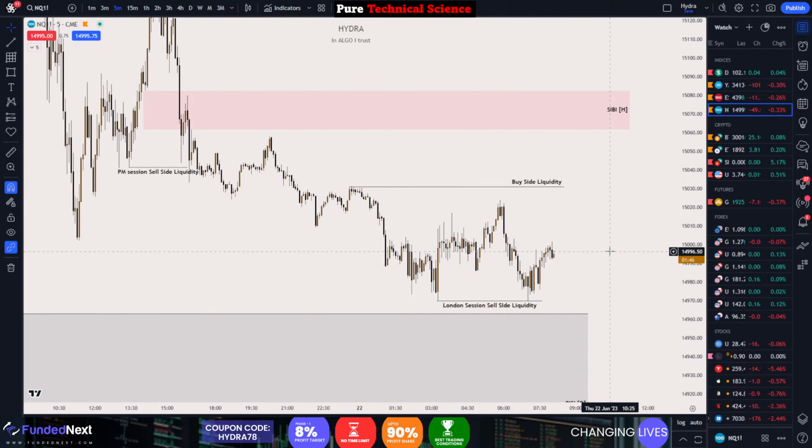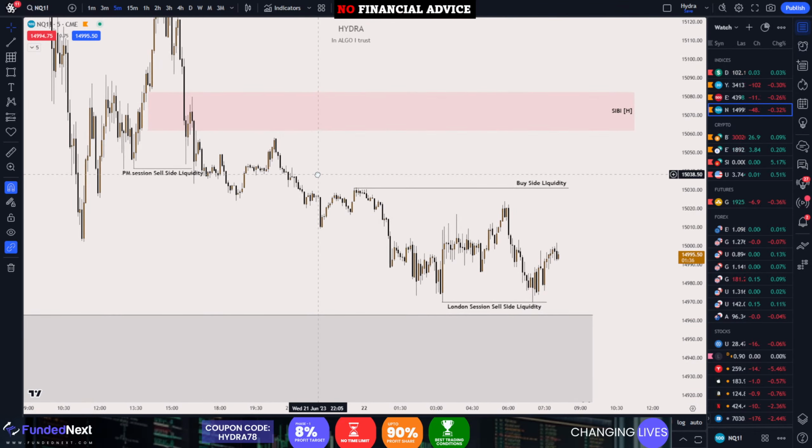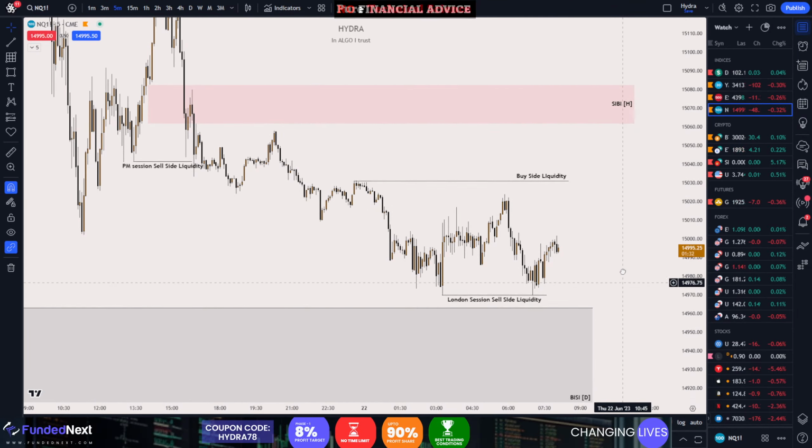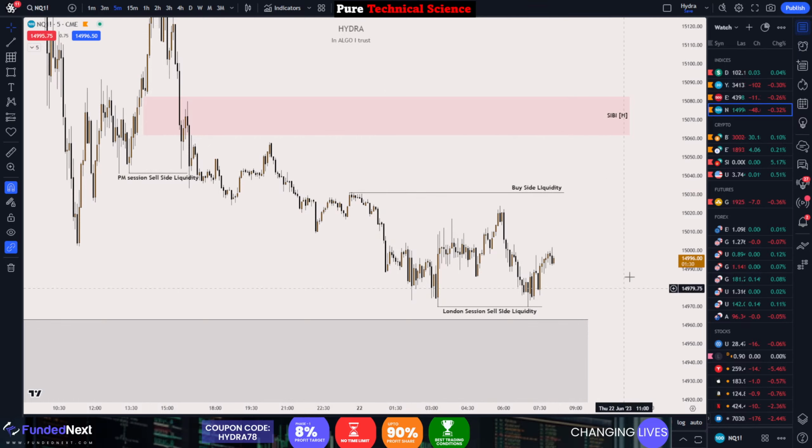I'm not here with a mindset to be pushing buttons today, even on demo. I don't want to do it. I'm here to learn how price delivers. It's a high impact news trading day, and I have no interest in pushing buttons. That's it. On the NQ, I'm bullish.